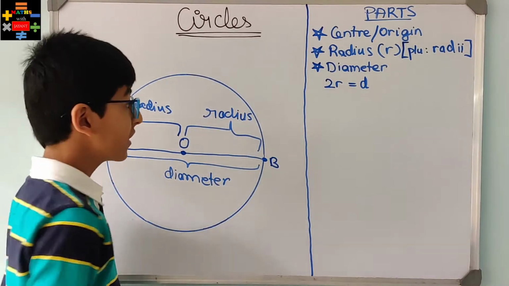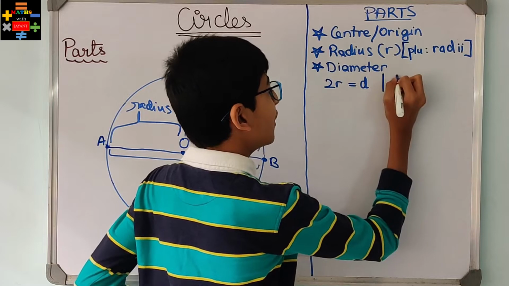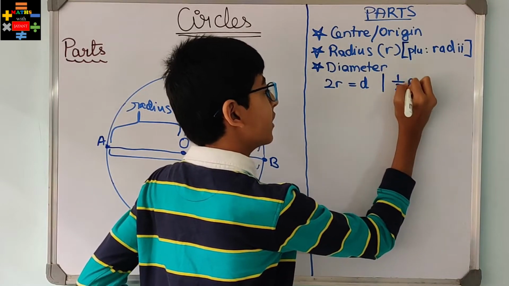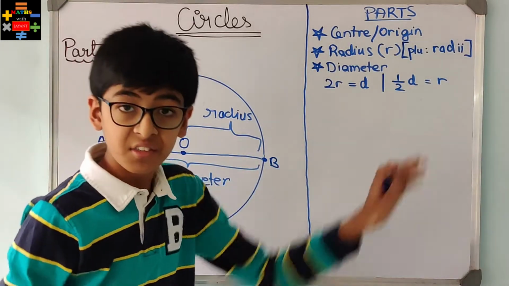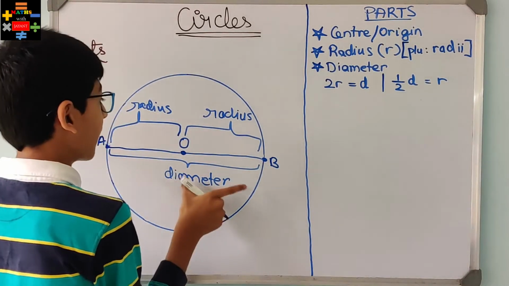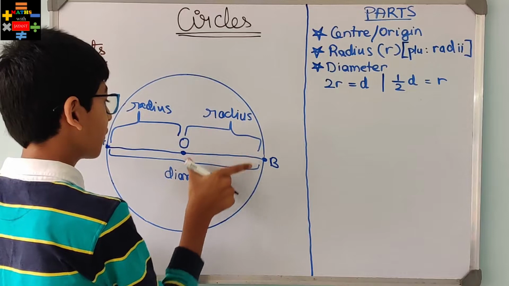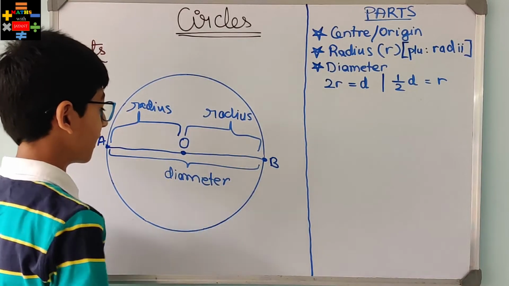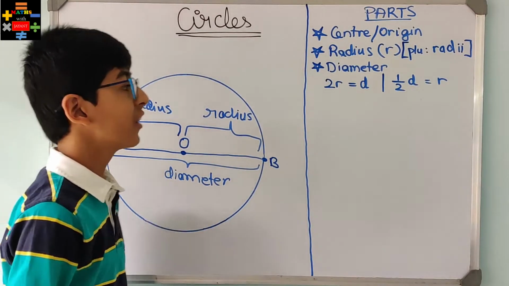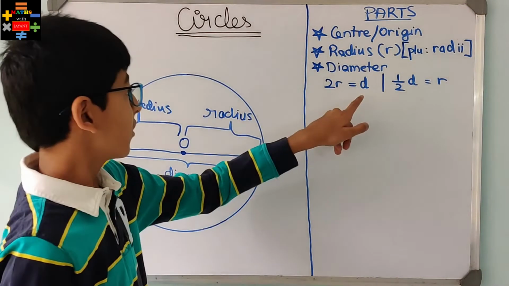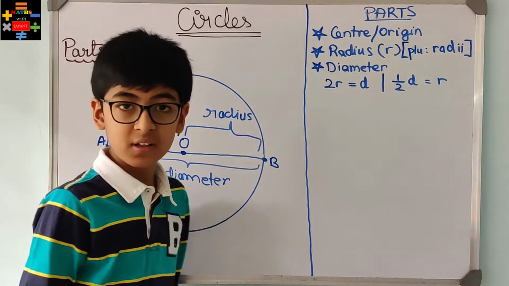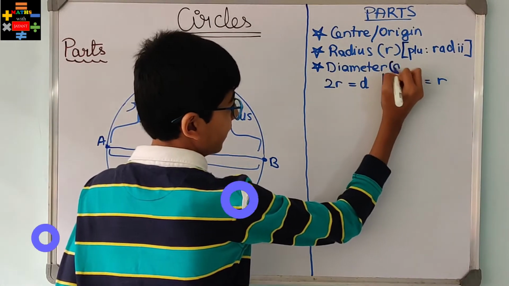And we could say another thing. Half of the diameter is equal to the radius. We could say both these things, right? Divide the diameter by 2. Half of the diameter gives us this length, which is our radius. So this is the relationship between the radius and the diameter. The diameter is represented by small letter d, like you can already see.